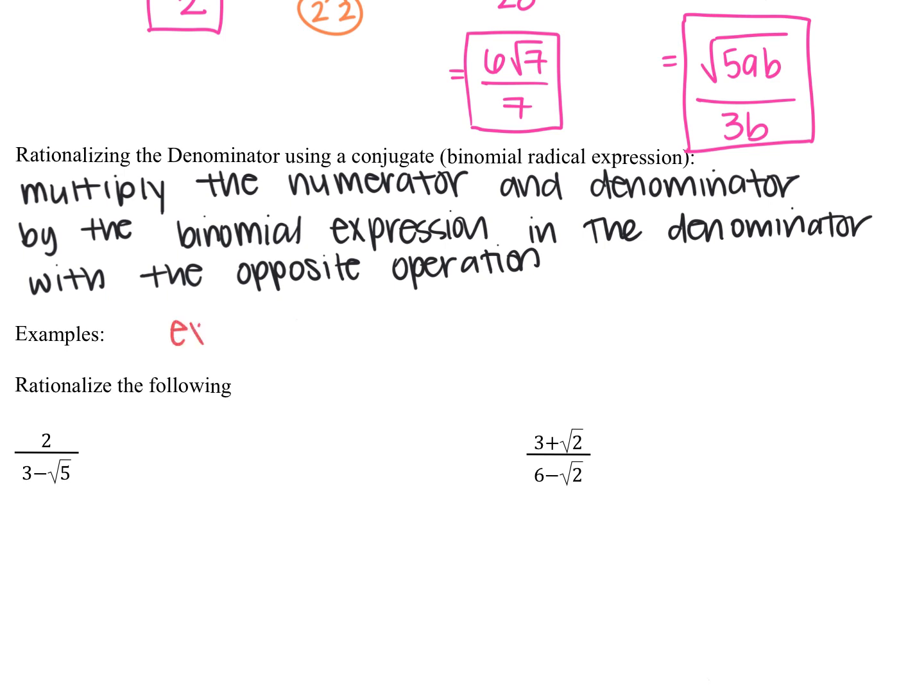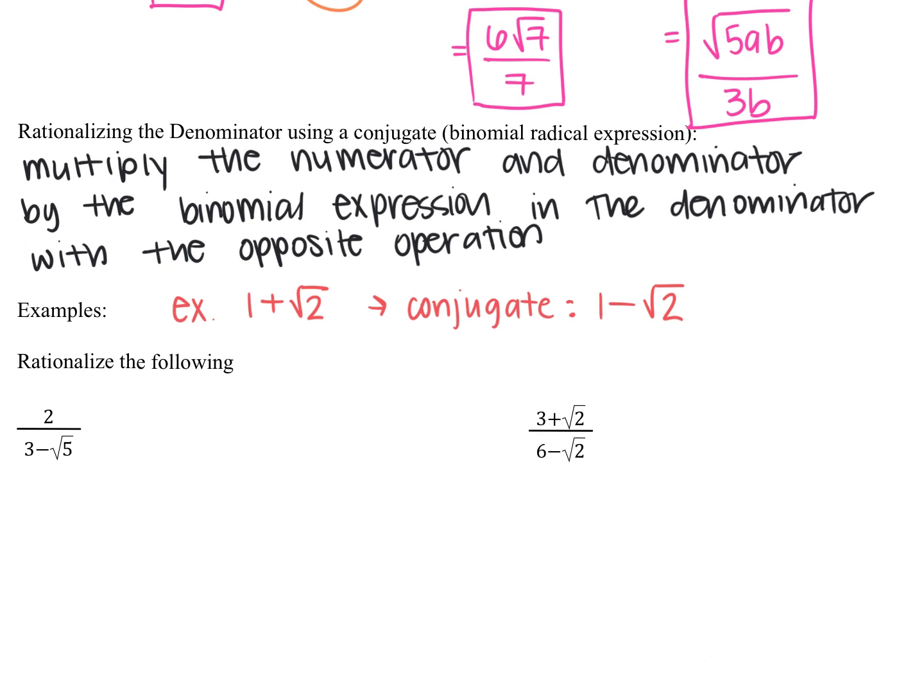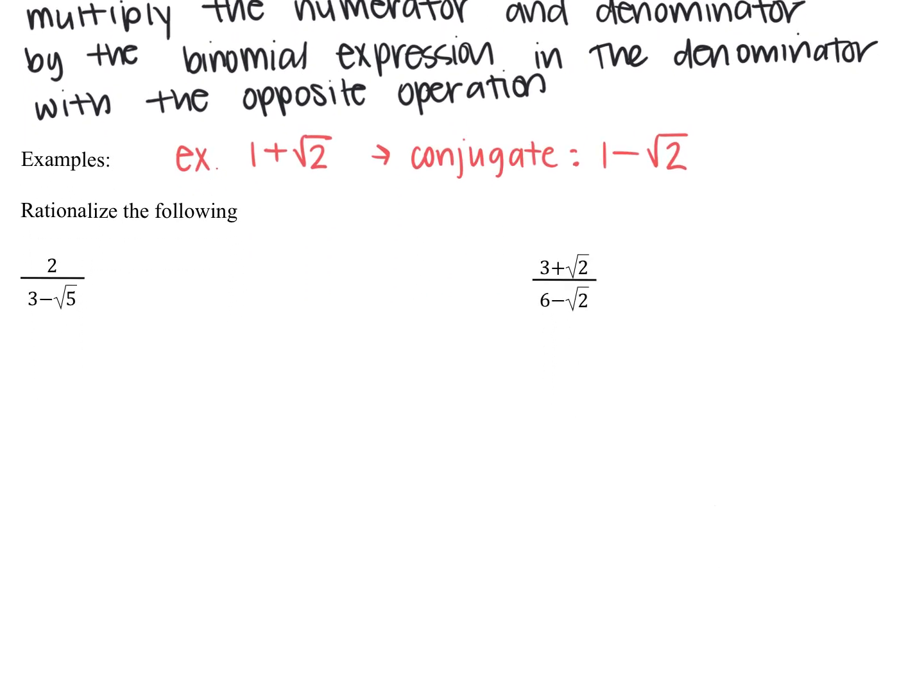So for example, if I have 1 plus the square root of 2 in my denominator, its conjugate, what I'm going to multiply the top and the bottom by, is 1 minus square root 2, because the opposite operation of addition is subtraction. So you only change the operation between your number and your radical, not the sign of every term. So let's do a couple examples.